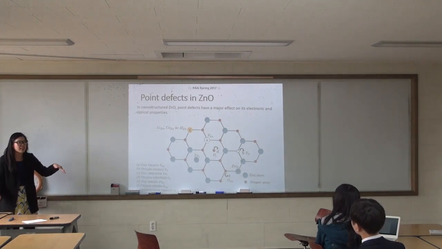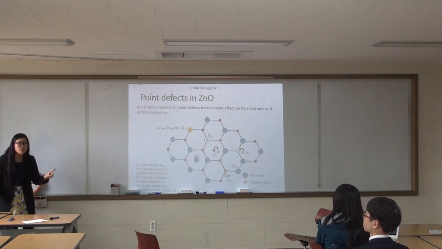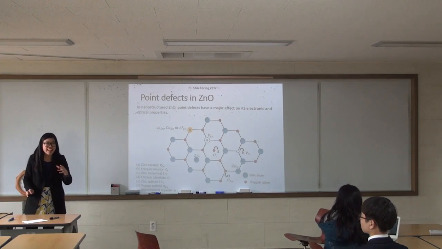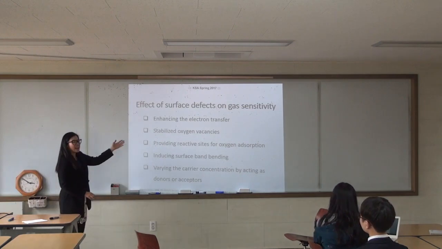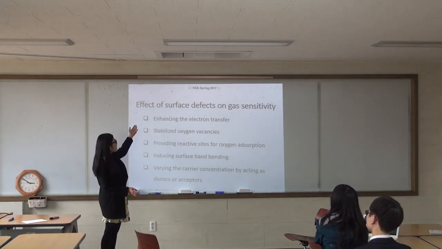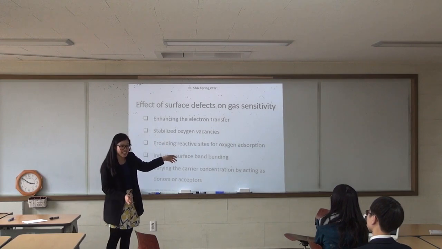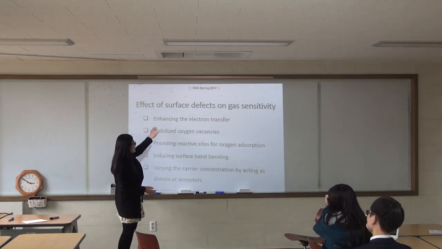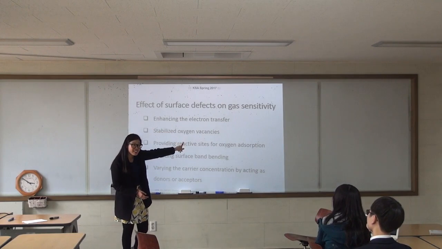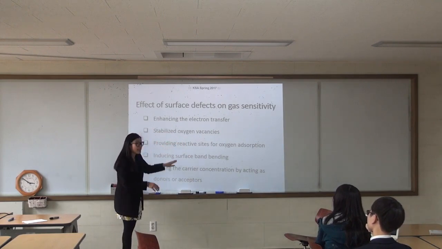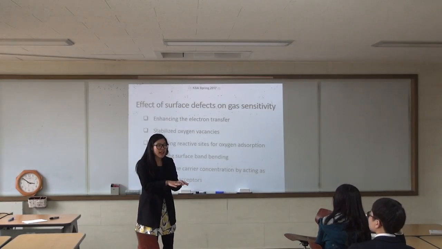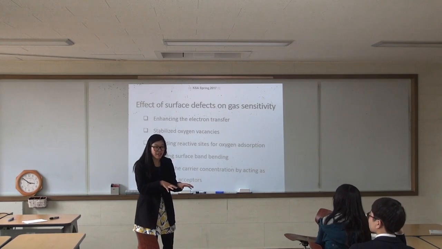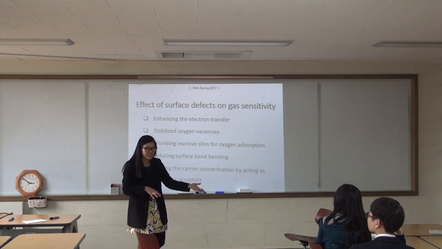These defects are going to affect the conductivity for sure, and they can improve the gas sensitivity. I already talked about the effect of surface defects on gas sensitivity. Why can they affect it? Because they can enhance the electron transfer, they can stabilize the oxygen vacancy, and maybe they provide more active surface area that senses the gas.